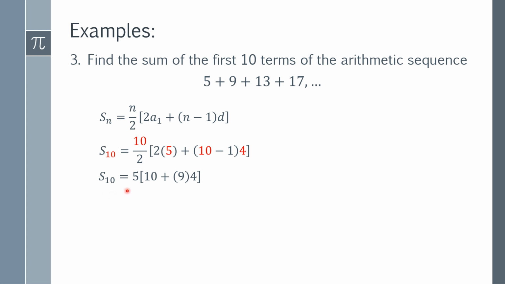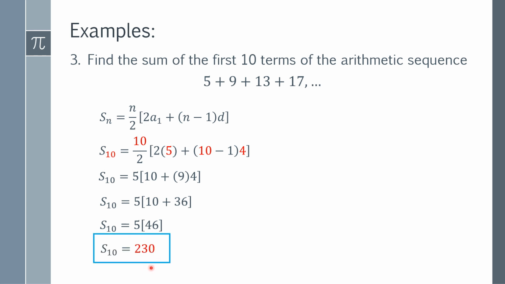Next, S sub 10 is equal to 10 divided by 2 is 5. 2 times 5 is 10 plus 10 minus 1 is 9, and then bring down the 4. So S sub 10 is equal to bring down 5, bring down 10, 9 times 4 is 36. Next, simplify. 10 plus 36 is 46. So for the final answer, we just need to multiply 5 times 46 and the answer is 230. That is the sum of the first 10 terms of the given sequence.